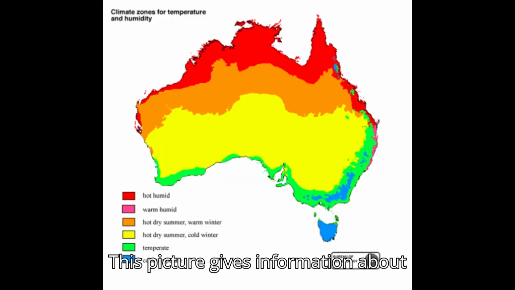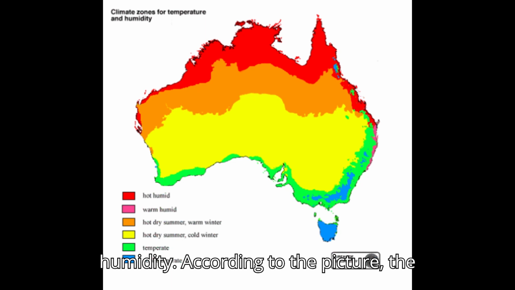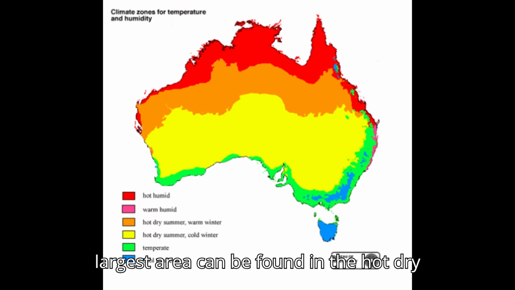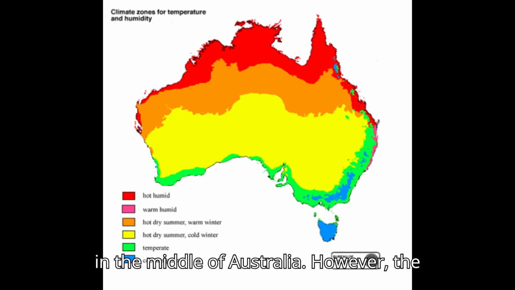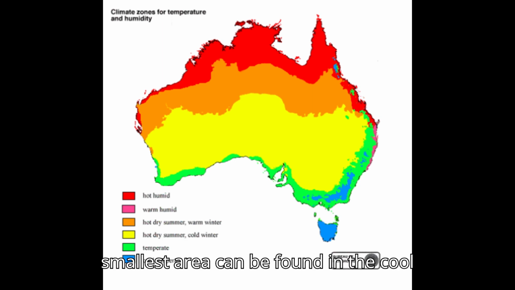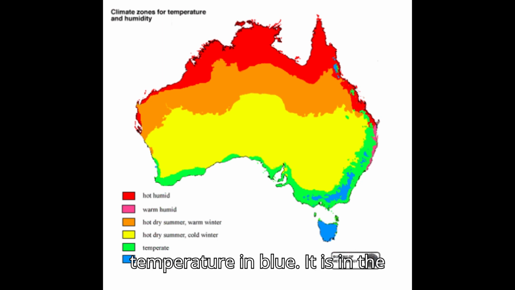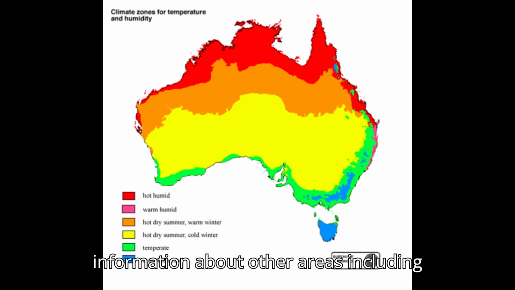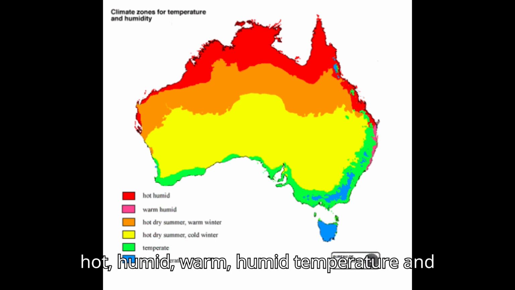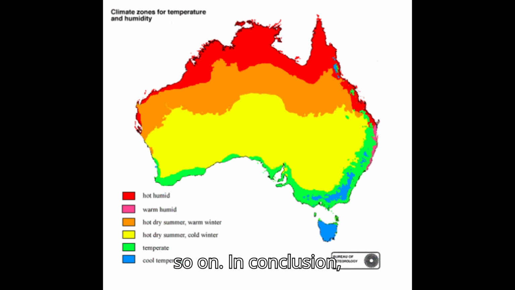This picture gives information about climate zones for temperature and humidity. According to the picture, the largest area can be found in the hot dry summer, cold winter in yellow. It is in the middle of Australia. However, the smallest area can be found in the cool temperature in blue. It is in the southeast of Australia. It also mentions information about other areas, including hot humid, warm humid, temperature and so on. In conclusion, different areas in Australia have different climates.